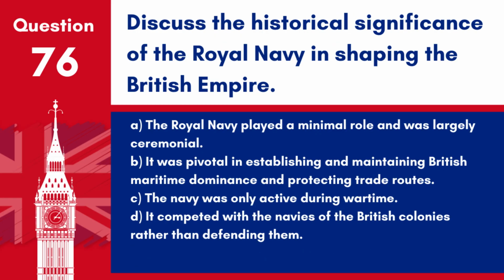Question 76. Discuss the historical significance of the Royal Navy in shaping the British Empire. A. The Royal Navy played a minimal role and was largely ceremonial. B. It was pivotal in establishing and maintaining British maritime dominance and protecting trade routes. C. The Navy was only active during wartime. D. It competed with the navies of the British colonies rather than defending them.